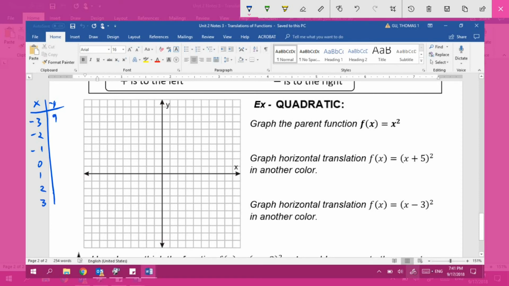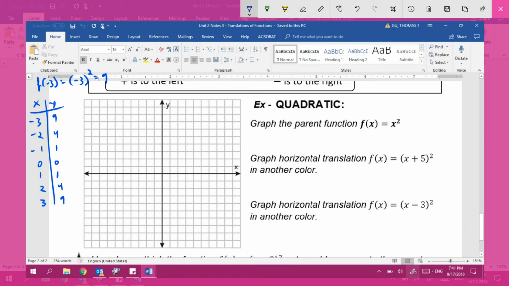f of -2 is 4. f of -1 is 1. f of 0 is 0. f of 1 is 1. f of 2 is 4. And f of 3 is 9. We're just plugging it in and squaring the number because look, f of -3 equals -3 squared, which is 9. All right, so that's the parent function.